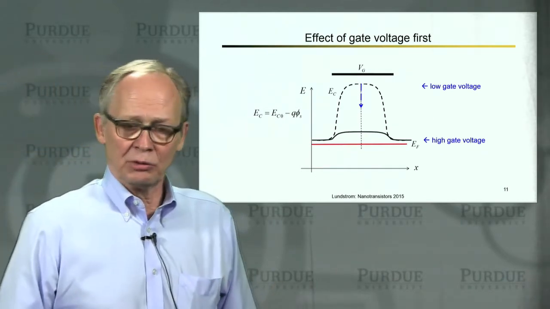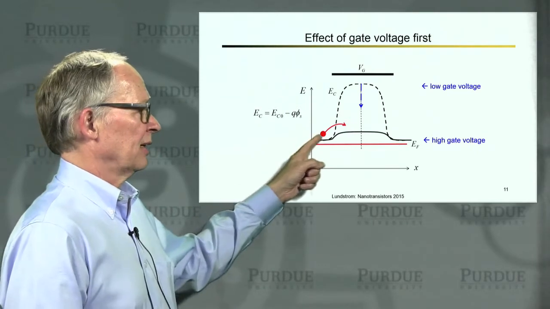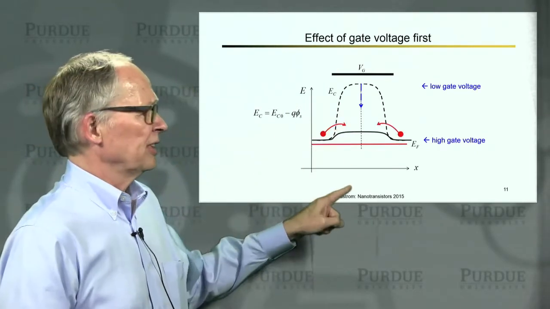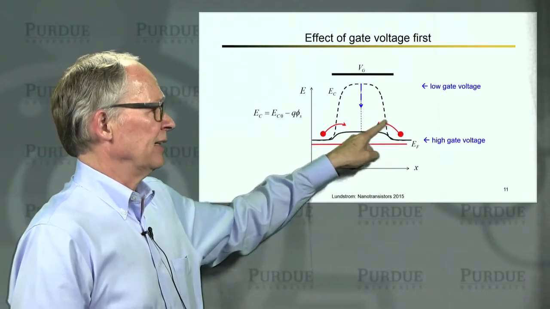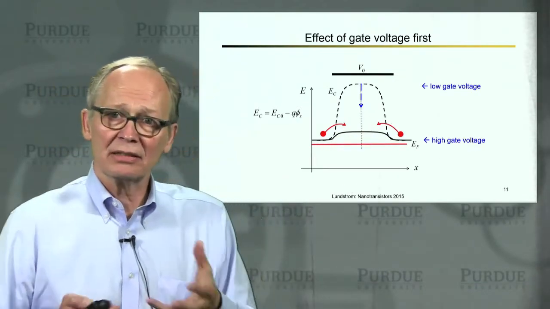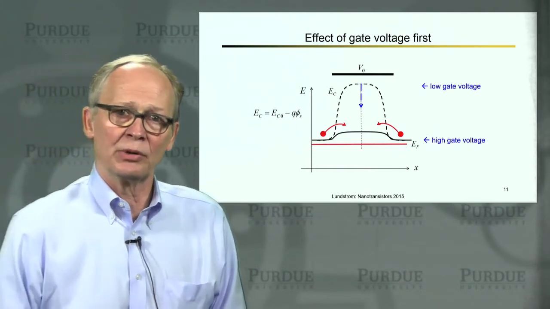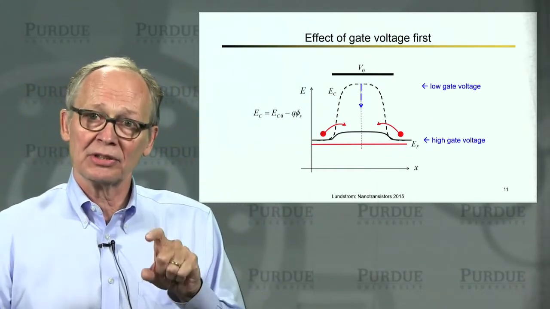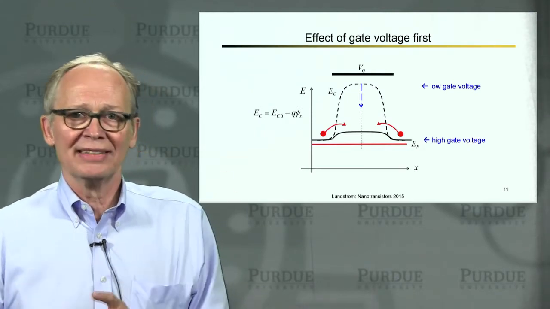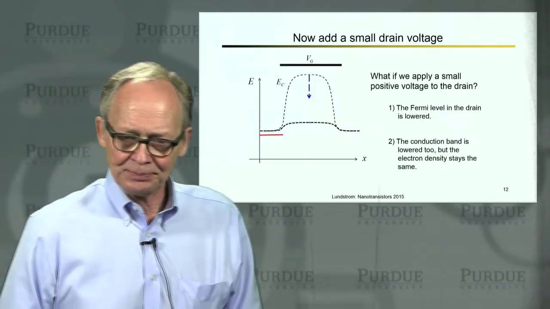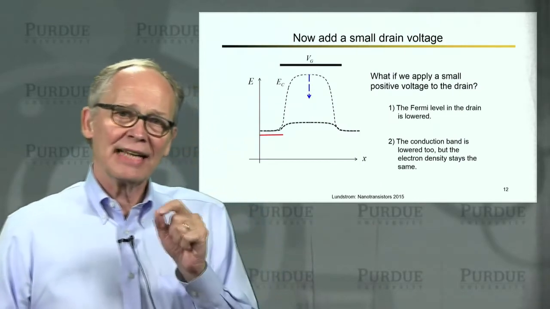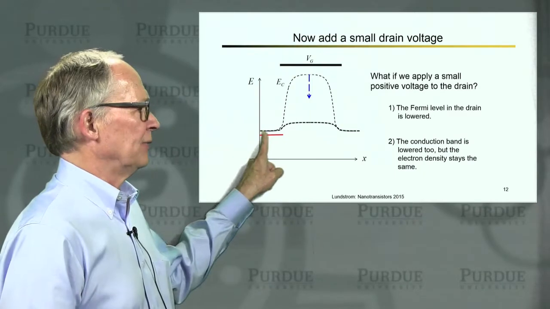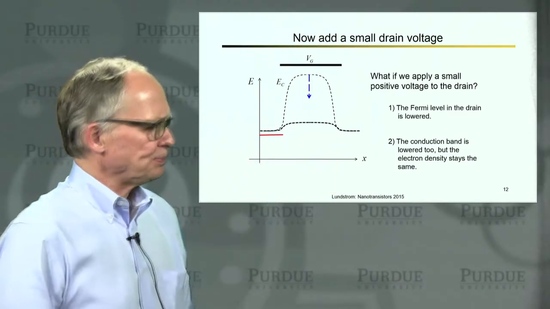Now, still no current will flow because there's a probability that electrons can hop over that barrier from the source into the channel. But there's an equal probability that electrons in the drain can hop in and flow in the opposite direction, so everything is canceled out. No current is flowing when there's no voltage between the drain and the source, even though we have a high voltage on the gate and we've turned the transistor on. Okay, now let's add a small voltage to the drain and see what happens. So we have a large gate voltage, so we have this line down here.